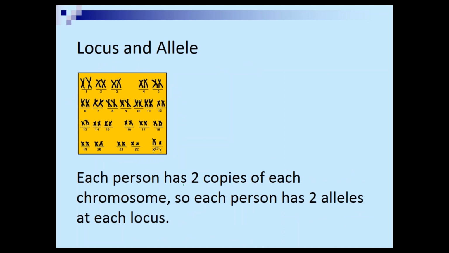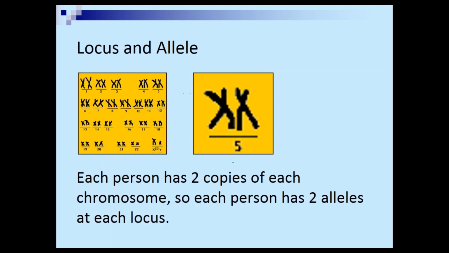Okay, each person has 2 copies. Is this lousy animation that I've done here? Yeah. Okay, each person has 2 copies of the chromosome, so each person has 2 alleles at each locus.